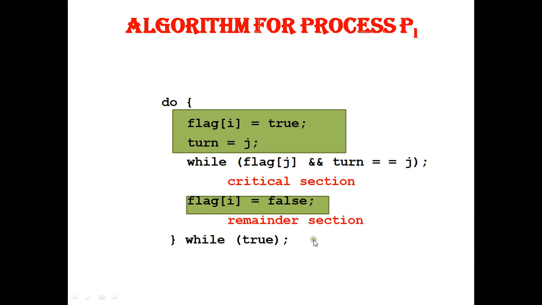Until the execution of process Pi is done, flag of i will be true, that is, process Pi is executing. Once process Pi completes its execution, flag of i will become false and the remainder section, that is the remaining code of process Pi, is executed. This is the algorithm for process Pi, or the general structure of Peterson solution for process Pi.